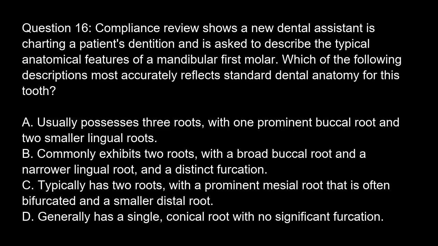Question 16. Compliance review shows a new dental assistant is charting a patient's dentition and is asked to describe the typical anatomical features of a mandibular first molar. Which of the following descriptions most accurately reflects standard dental anatomy for this tooth? Option A. Usually possesses 3 roots, with 1 prominent buccal root and 2 smaller lingual roots. Option B. Commonly exhibits 2 roots, with a broad buccal root and a narrower lingual root and a distinct furcation. Option C. Typically has 2 roots, with a prominent mesial root that is often bifurcated and a smaller distal root. Option D. Generally has a single, conical root with no significant furcation.